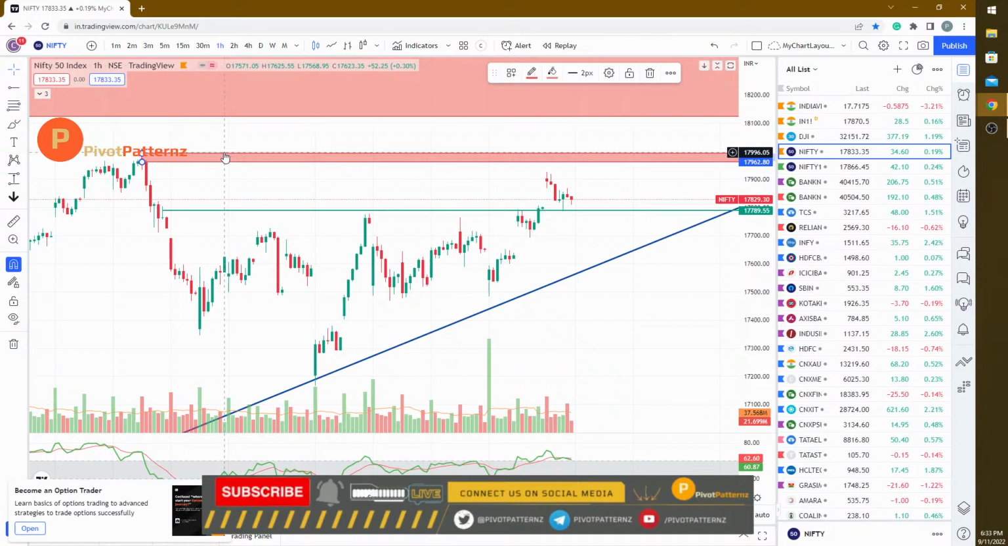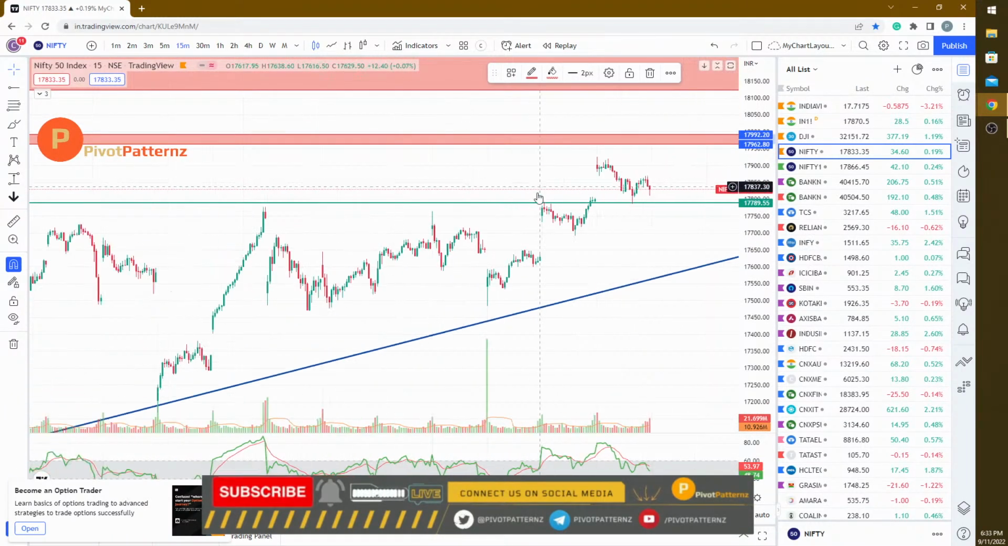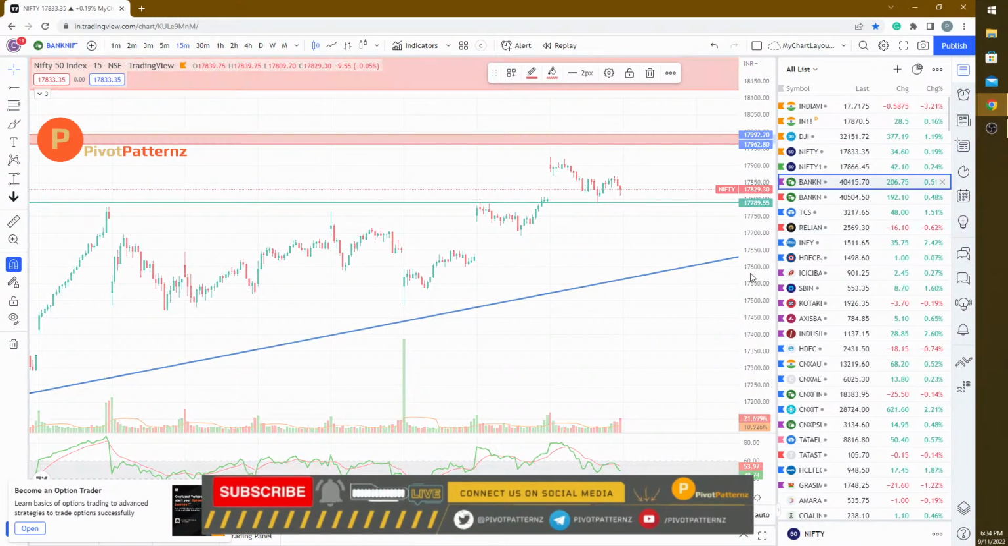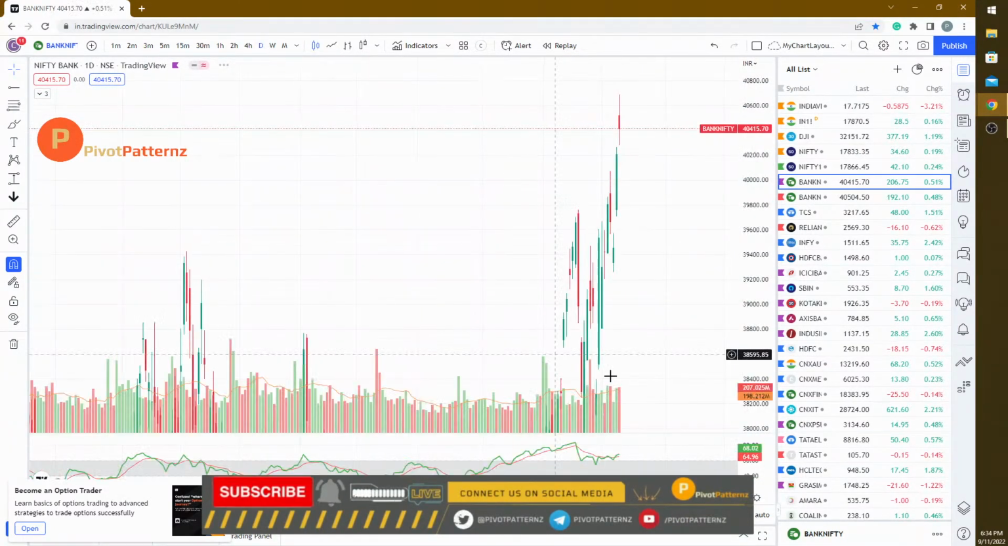Close to 18,000, right? So 18,000 being a round number, and 17,950. So if we happen to open gap up and we trade around this, and if you find any bearish setup here, this is the zone where one should short Nifty. Why I'm saying this is because Bank Nifty is clearly showing a tiredness.